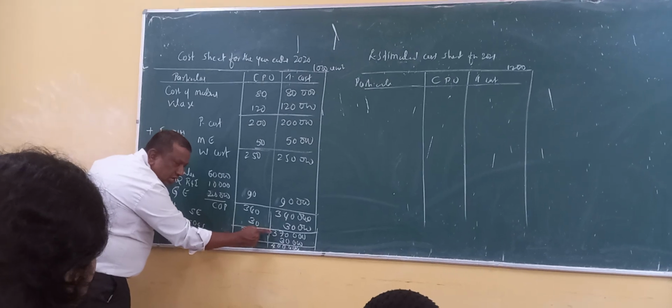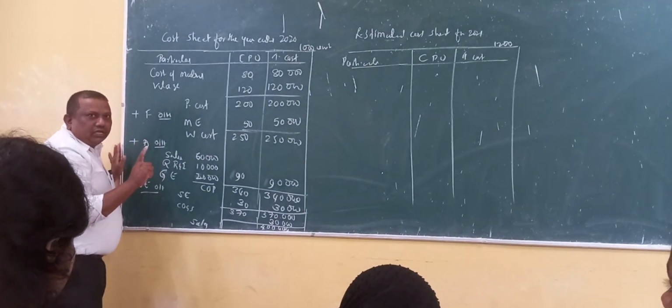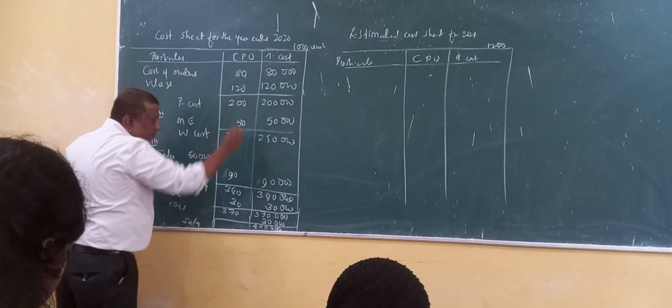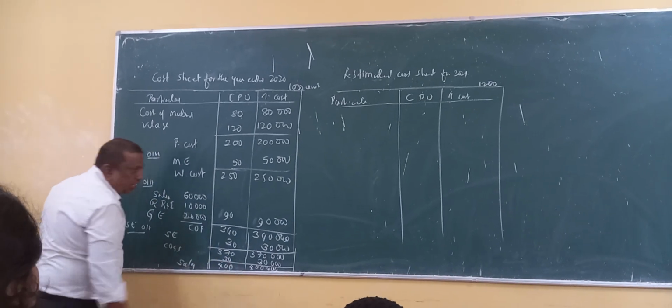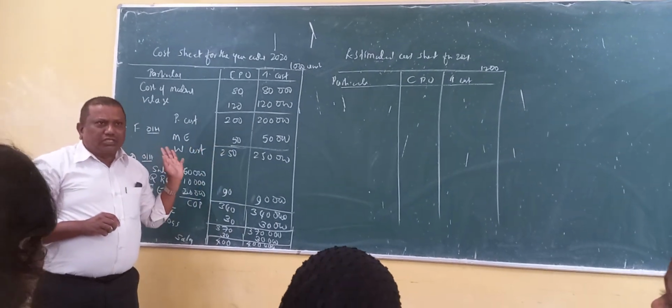This is sales, this is cost. Sales we have more than cost, right? Yes, sir. And the profit is 30,000. 30,000 divided by 1,000, 30 is my profit. Totally 400, right? This is very easy to prepare. This was only the cost sheet.